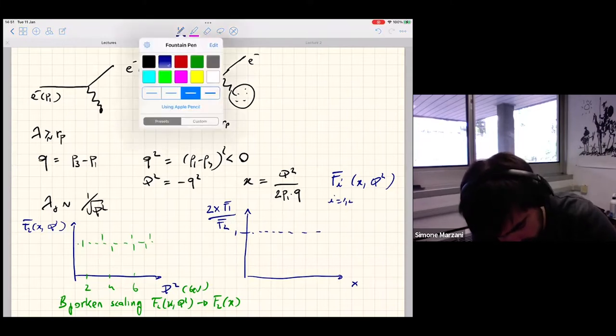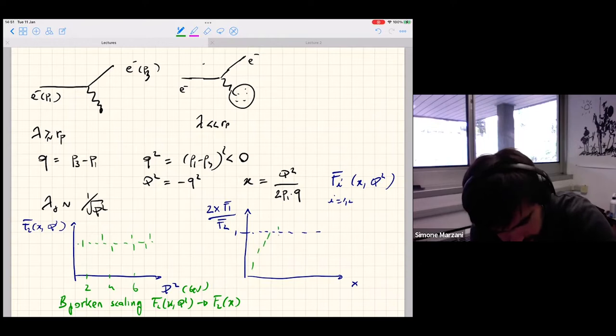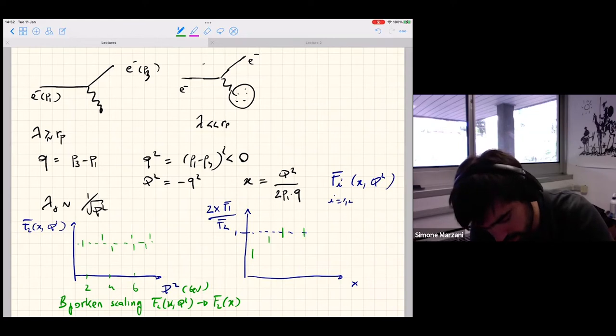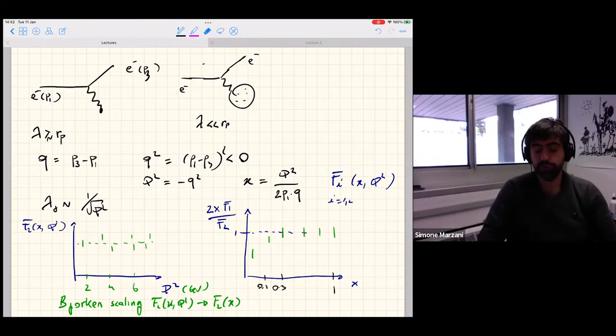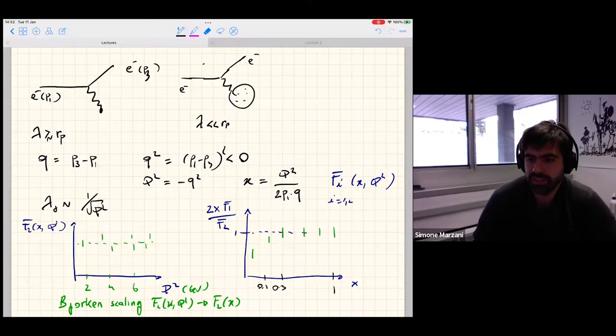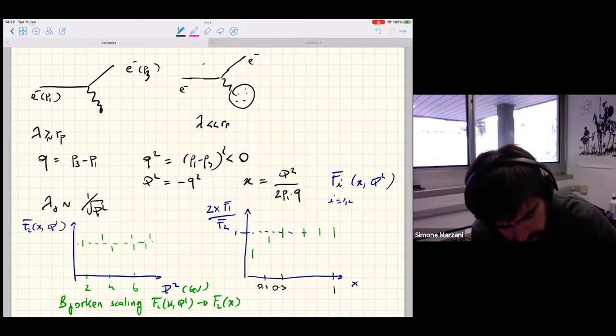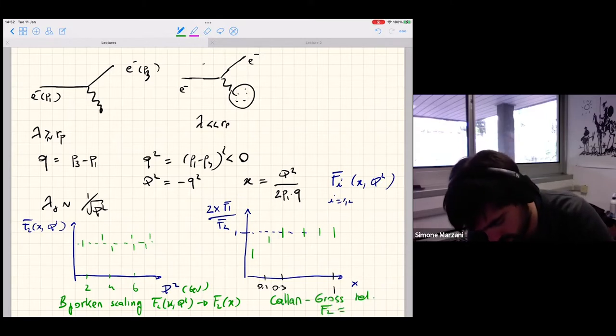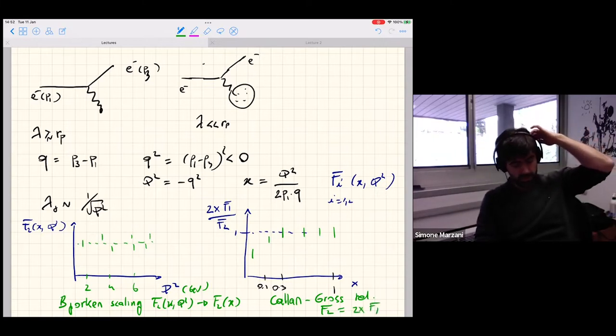the data, at low x, show some dependence, but once you reach a certain value of x, let's say 0.2, 0.3, you reach a plateau, up to 1. So to a very good approximation, there's a relation between 2x F1 and F2. In particular, F2 is equal to 2x F1. This has a name, it's called the Callan-Gross relation. It states that F2 is 2x F1. Okay, so these are the facts.